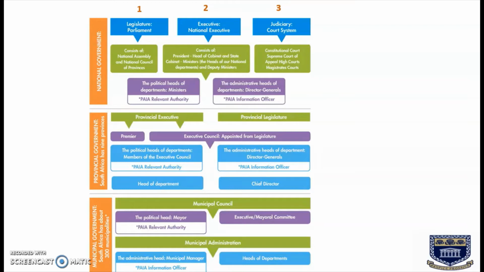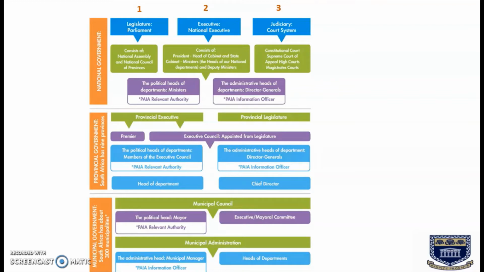For instance, the legislature is responsible for the formulation of the law, and it consists of the National Assembly and the National Council of Provinces, whereas the executive is responsible for implementing the law and policies, as well as the developing of policies that are tabled in the legislature and written into law. This therefore consists of the president, which is the head of the cabinet and the state, as well as the cabinet, that is the ministers that are the heads of our national departments and deputy ministers.